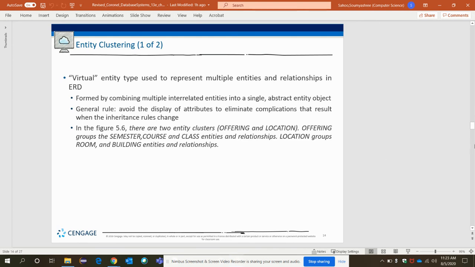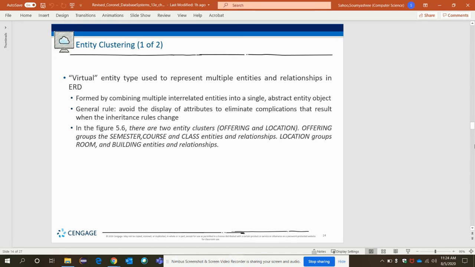Next concept is about entity clustering. So an entity cluster is a virtual entity type which is used to represent the multiple entities and relationships in the entity relationship diagram. An entity cluster is formed by combining multiple interrelated entities into a single abstract entity object.